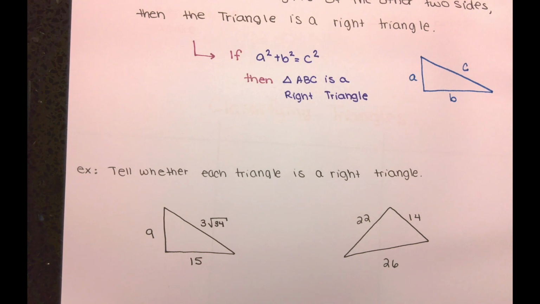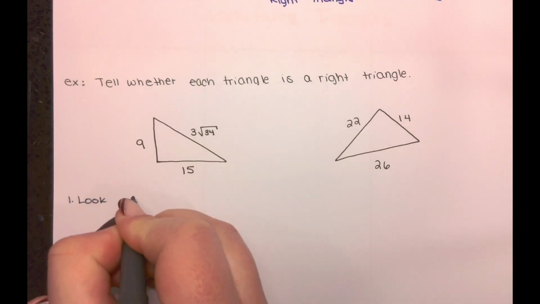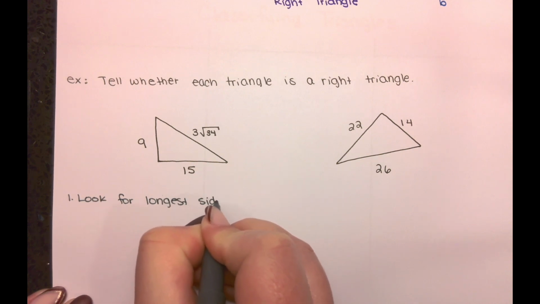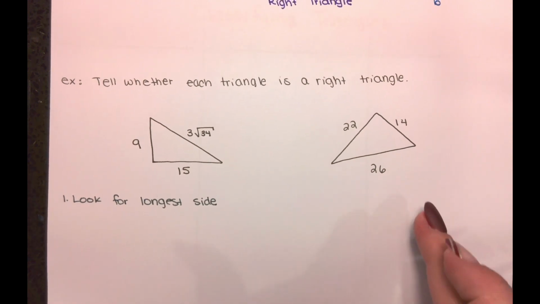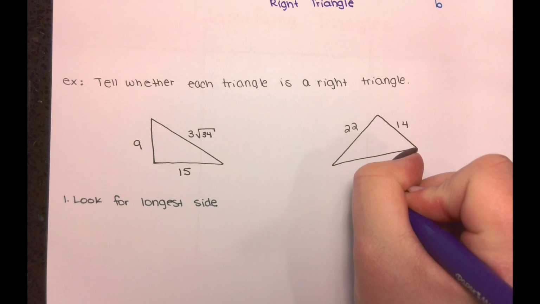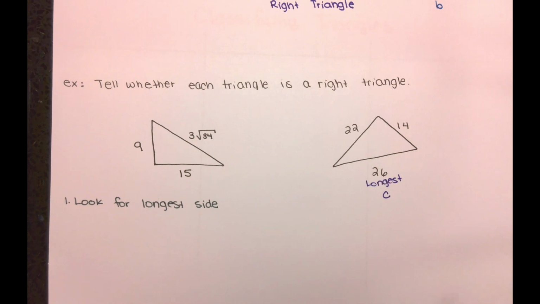All right. Tell whether each triangle is a right triangle. So how do you do this? Step number one, you're going to look for the longest side. Now, sometimes it's obvious, like for example, this one we got 14, 22, and 26. Obviously, 26 is the longest side. And your longest is going to be your C value, always. Now, I'm not calling this the hypotenuse because we do not know if it is across the street from a right angle. All we know is that 26 happens to be the largest number.